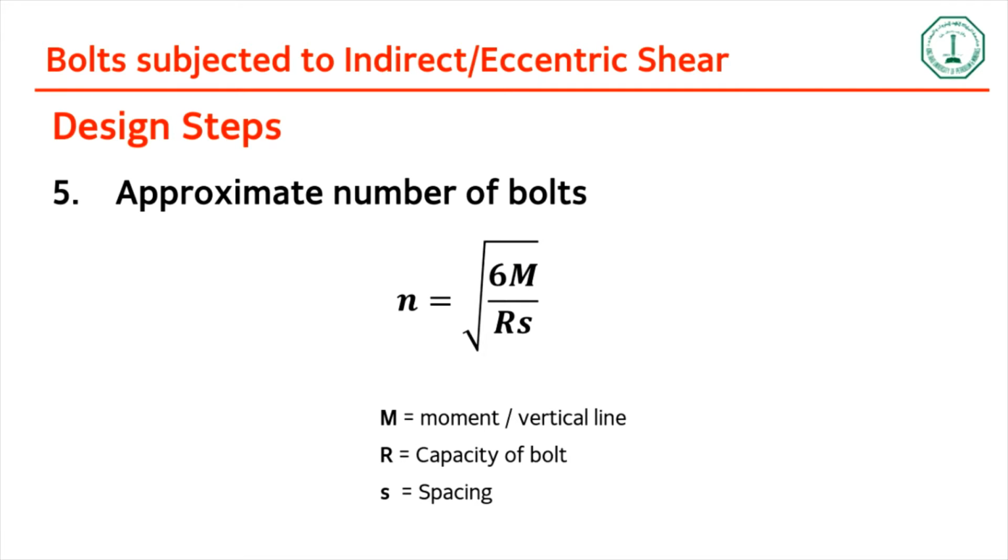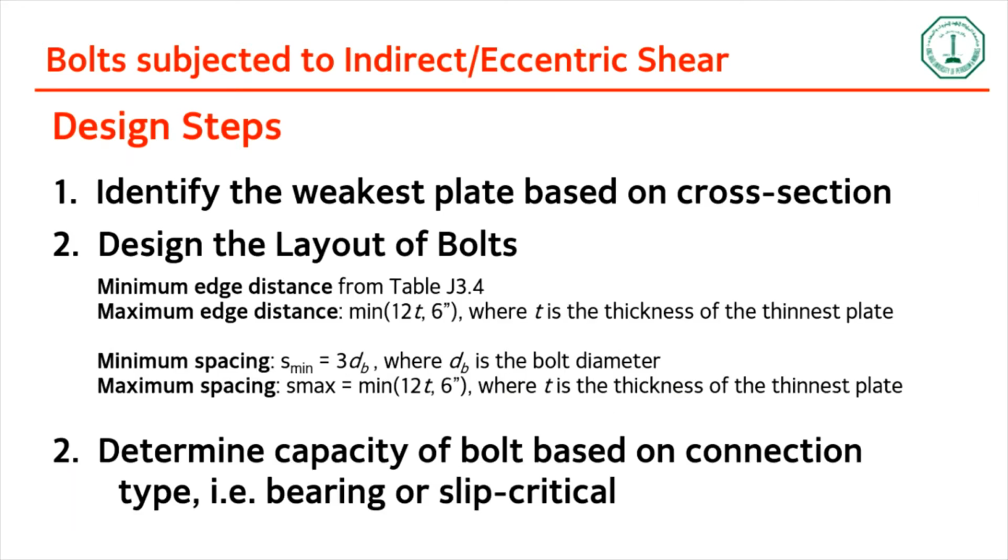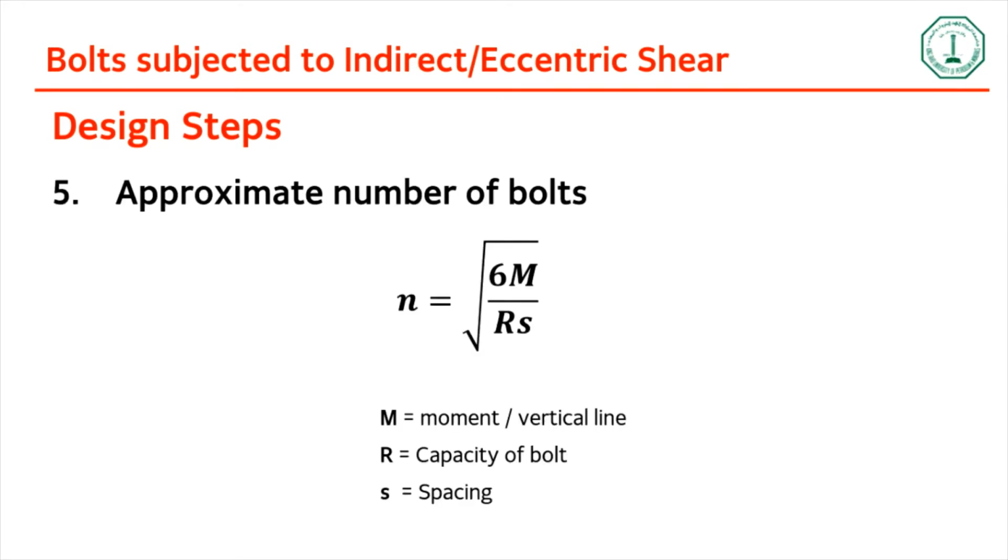N equals 6 times moment, and this is the moment per vertical line. That is, suppose you have a total moment of M, you divide it by the number of vertical lines of bolts. Suppose you have 2, you have to divide the whole moment by 2. Suppose you have 4 lines, you have to divide it by 4. In the problem for eccentric shear, we'll see the case where there are 4 lines of bolts. Then R is the capacity of the bolt, which is found based on these. And then you have S, which is the vertical spacing between the bolts.